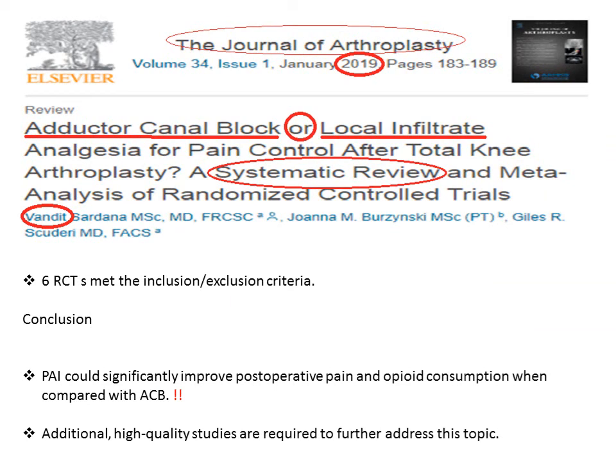When we are comparing local infiltration analgesia to the adductor canal block, a systematic review published in 2019 in the Journal of Arthroplasty, of 6 randomized controlled trials, concluded that periarticular injection or local infiltration analgesia significantly improves the post-operative pain and opioid consumption when compared to the adductor canal block, and additional high quality studies are required.